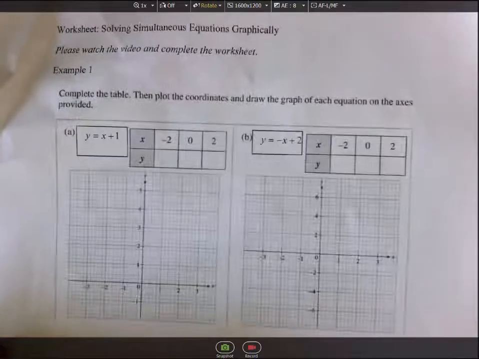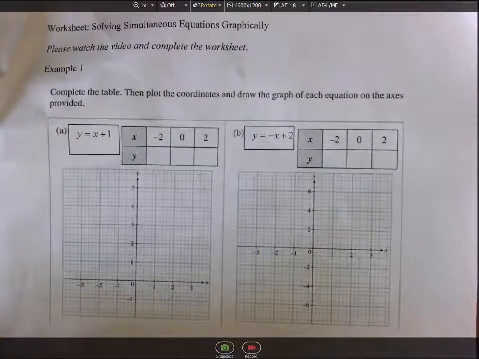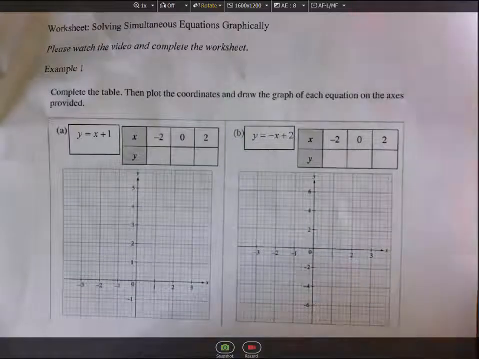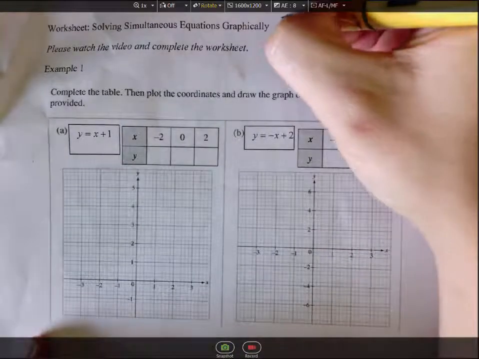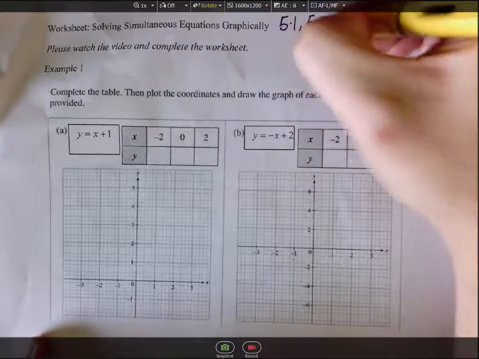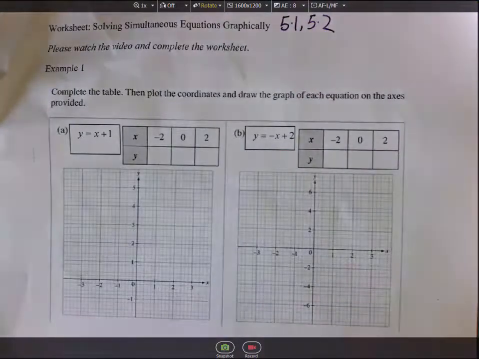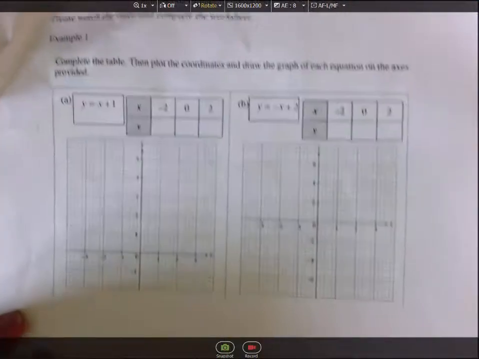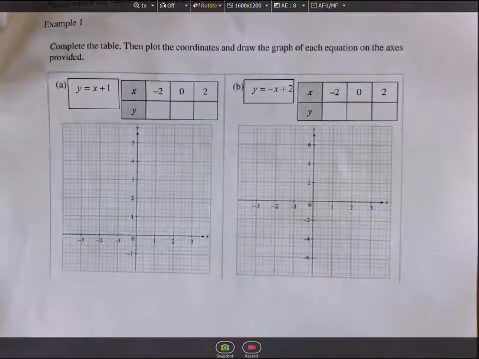Okay, today we're going to do a worksheet on solving simultaneous equations graphically. This will cover for you your textbook chapter 5.1 and 5.2. Now, the basic idea behind 5.1 is we have to draw a graph, a straight line graph.